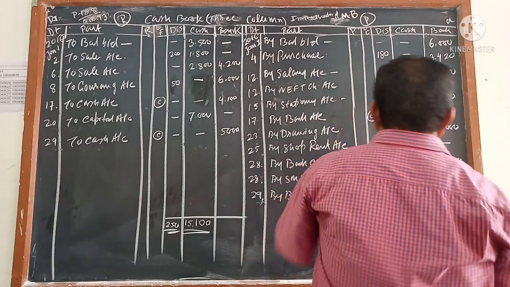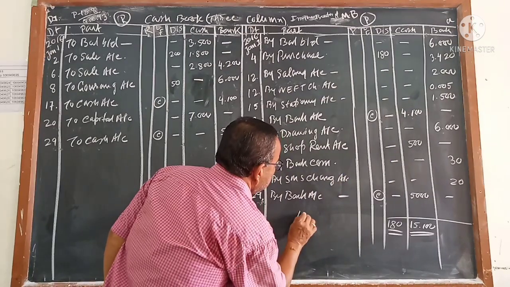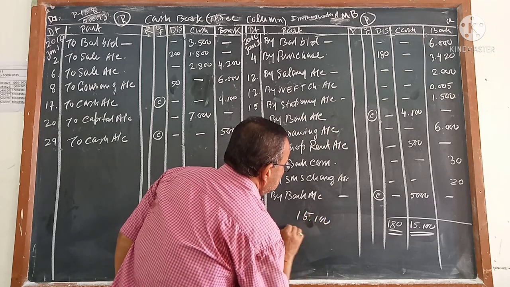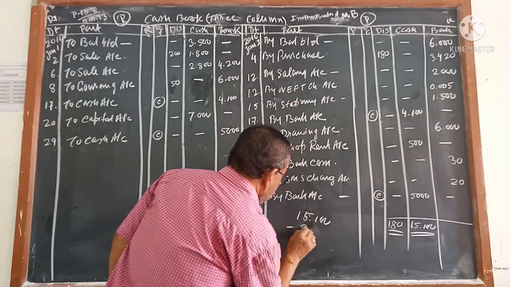Now it is coming here 15,100 minus 9,600. So 15,000, here you write 15,100 minus 9,600.